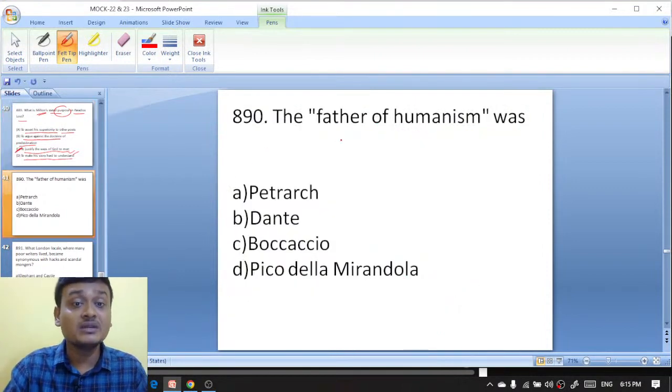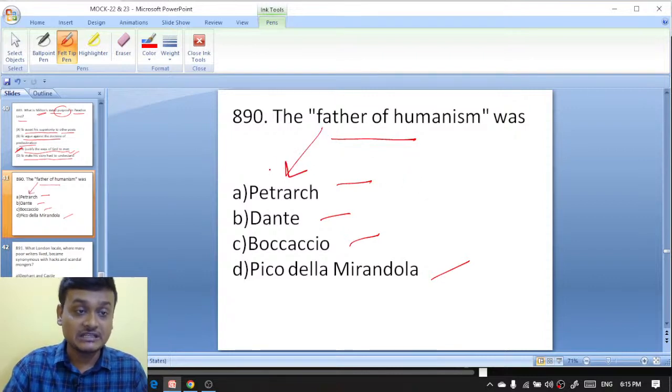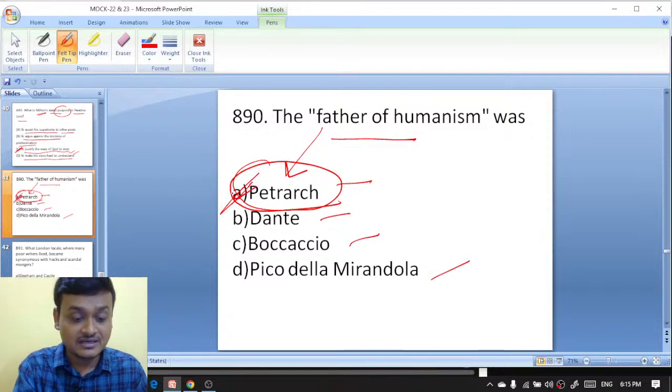And the father of humanism? Petrarch, Dante, Boccaccio, Pico della Mirandola. So the father of humanism is Petrarch. Petrarch is known as the father of humanism. So here A is the right answer.